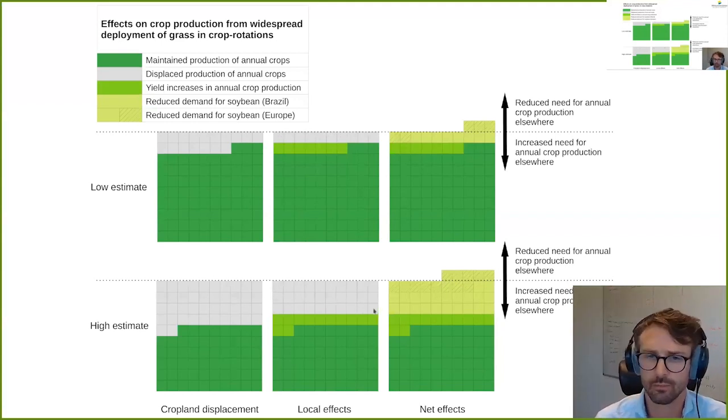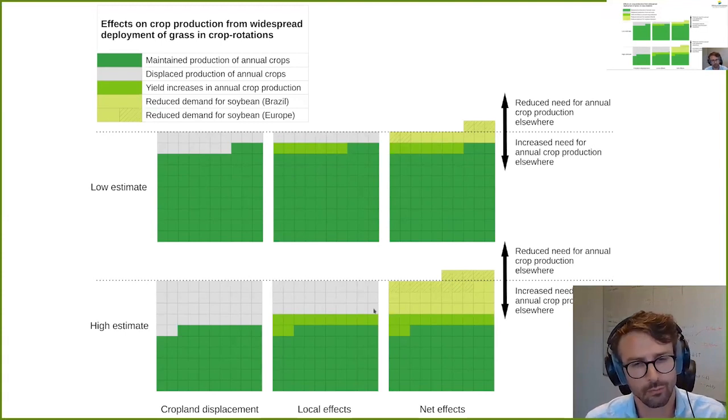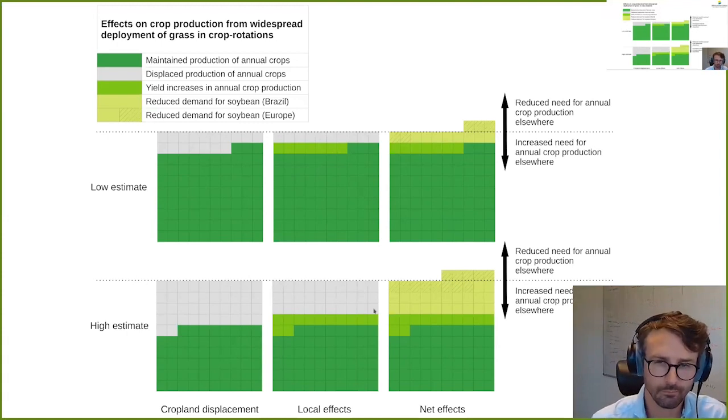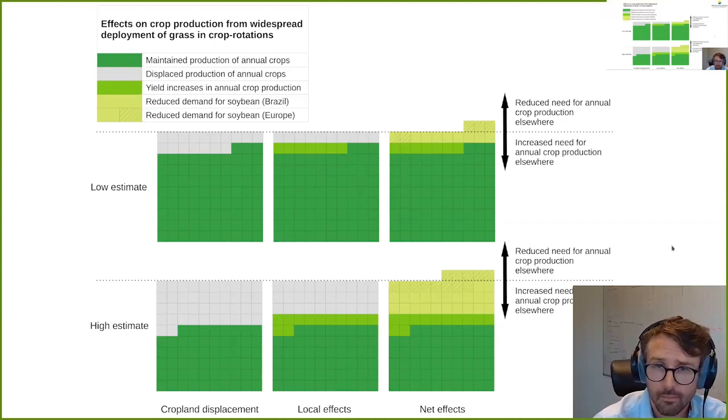Still a huge amount of land is needed elsewhere to produce annual crops, if we want to produce the same amount of annual crops as we did before. But then in the third step, we're looking at the net effects. Here we have introduced the green biorefineries, which can utilize the grass to produce protein concentrate that can replace soybean. And these numbers are if we use soybean from South America.